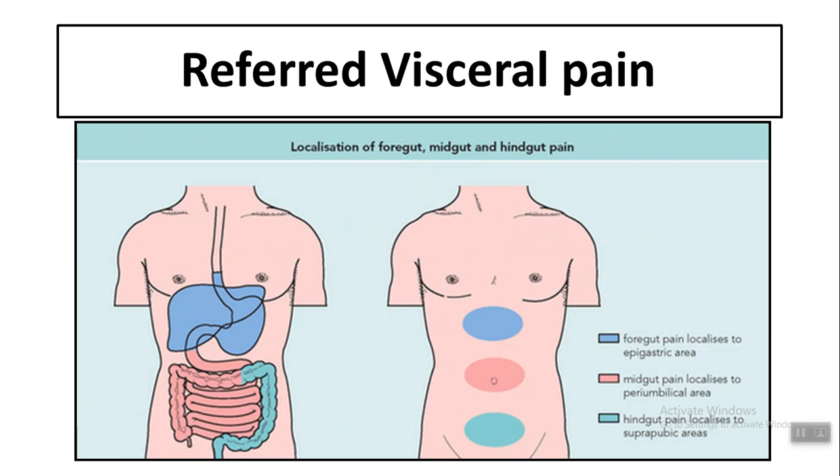So, as the appendix is part of the midgut, its pain will be referred in the early stage of appendicitis. In the early stage of inflammation, we will see that the pain will be felt in the midgut, in the periumbilical area. Why? Because the appendix is part of the midgut, or it is derived from the midgut. So the pain will refer to the umbilical region.